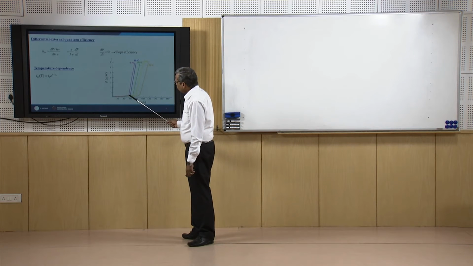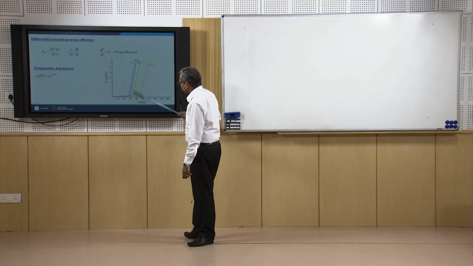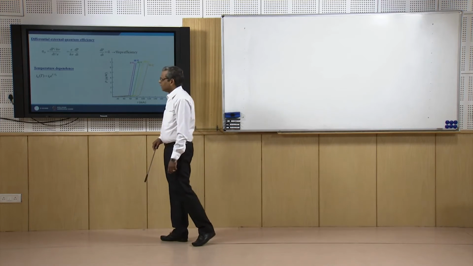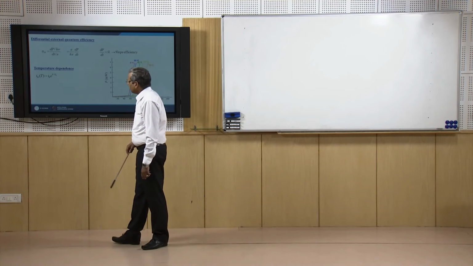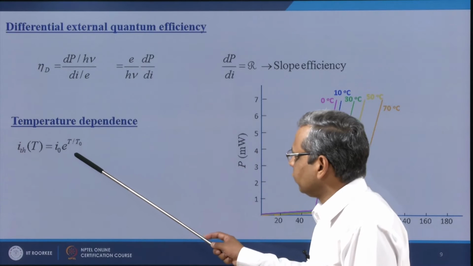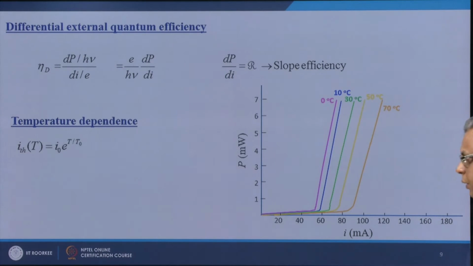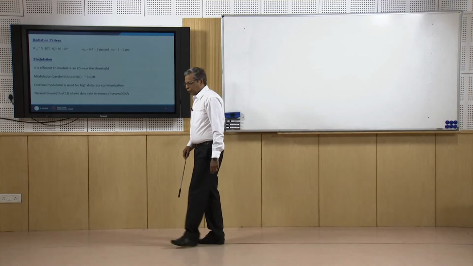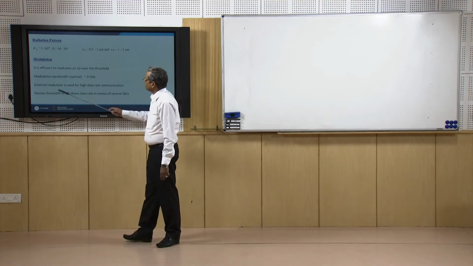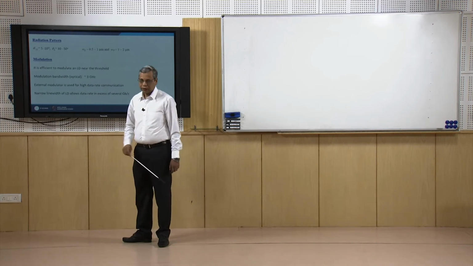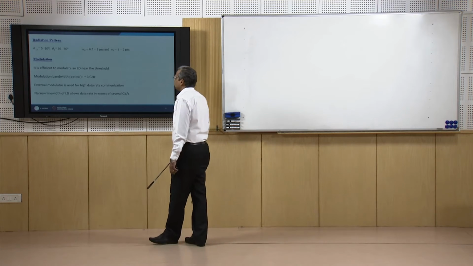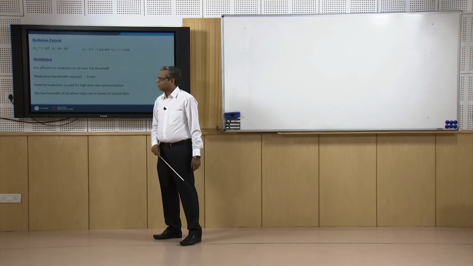Notably, the value of ITH increases with temperature, and if you fit a relation between ITH and the temperature T, it follows the relation ITH is equal to I0 e to the power T over tau naught. Directivity of a laser diode is of course better than that of an LED. In one direction it spreads over an angular width of 5 to 10 degrees, while in the other direction the angular width is 30 to 50 degrees.